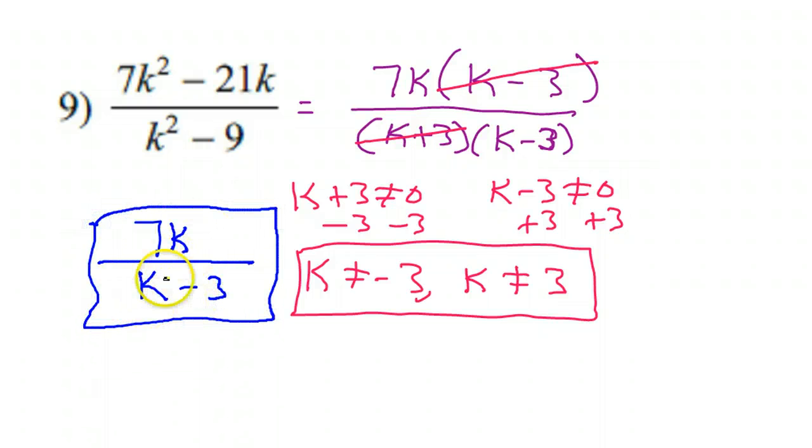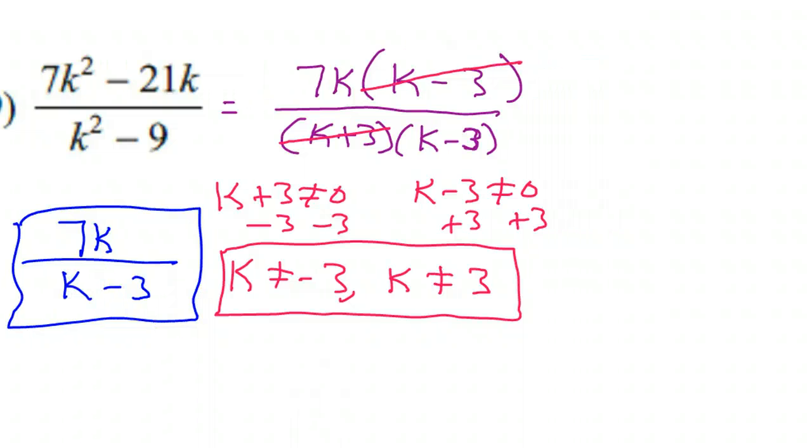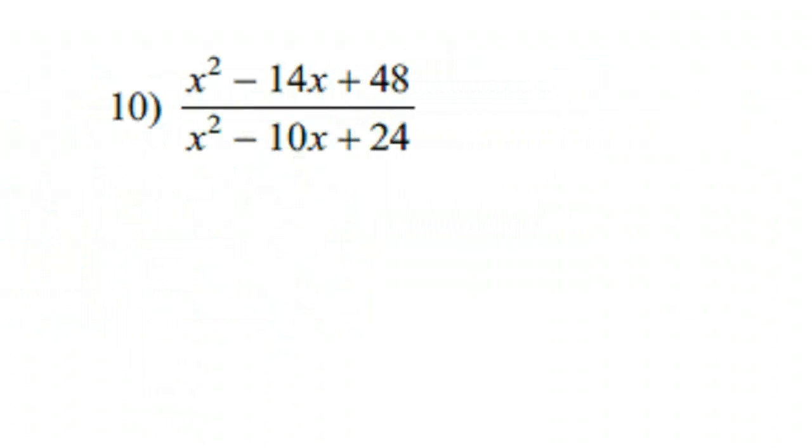Notice that you cannot cancel out these k's because this is connected by subtraction. If this were 3k instead, I could cancel them. So that's number 9. All right, this is the last problem.